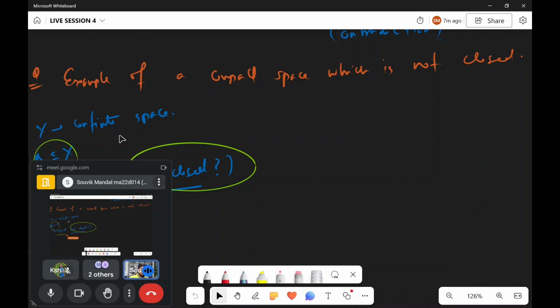Any subspace of the cofinite topology is of course compact, but that does not mean it is not closed, correct? So you need to choose some subspace which is not closed. So what will that be? Think about it.